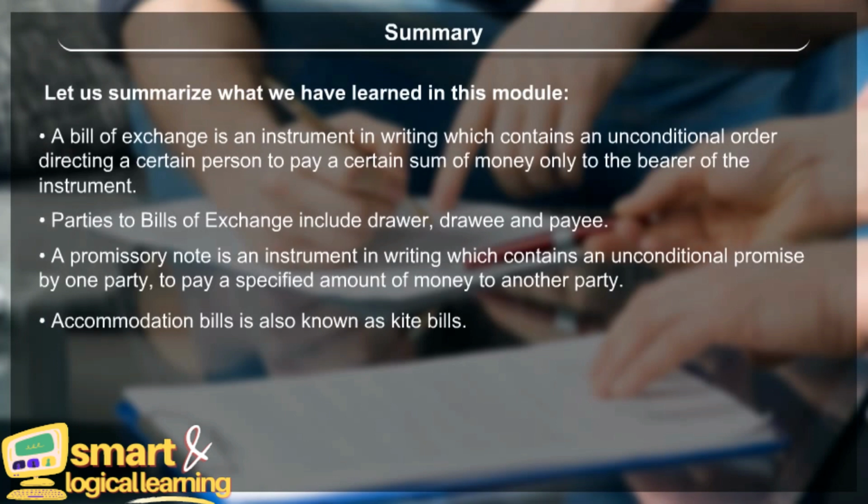Accommodation bills are also known as kite bills.